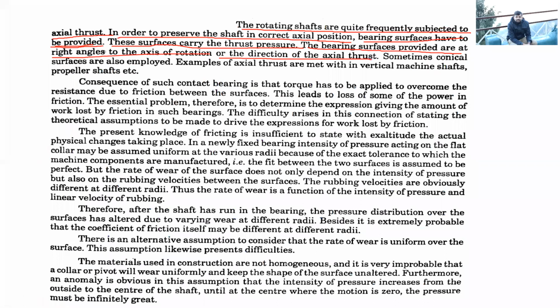So this is the first assumption which we would be taking: uniform pressure variation is taken as the first assumption. On this basis, we will be deriving the expression for the torque which is getting lost in the starting. So this is the first assumption, that we can assume the pressure is varying uniformly when both the parts are new.